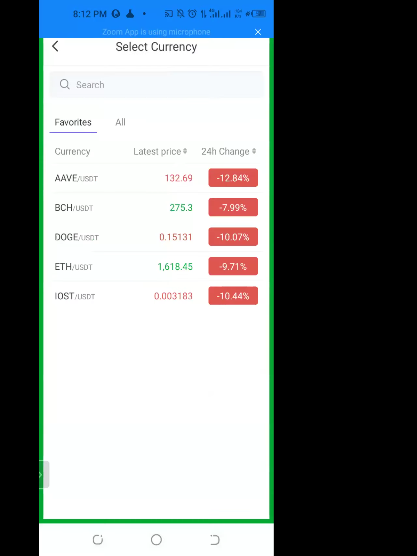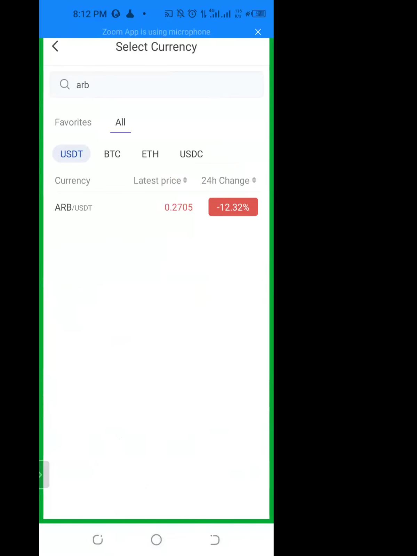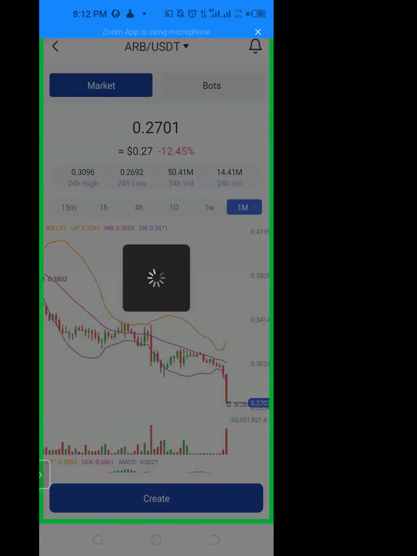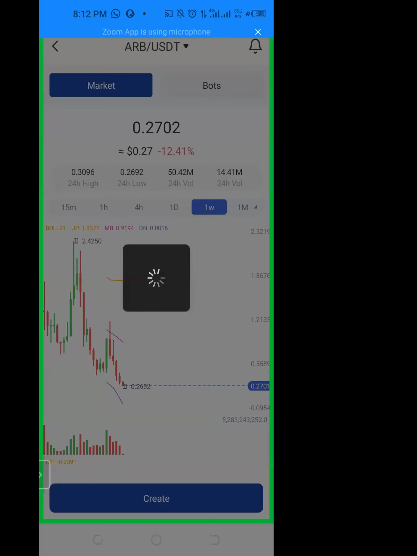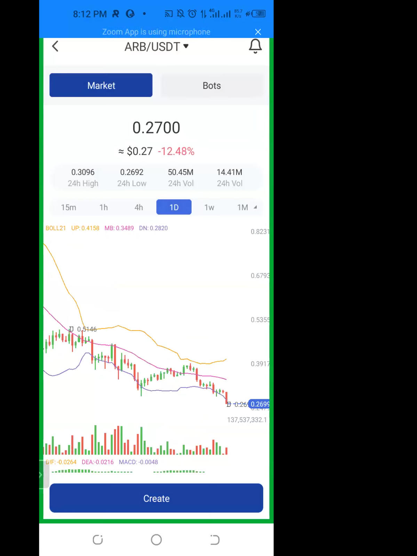Let's check ARB. So go to the monthly charts. On the monthly chart, you can see that it's on a downward trend. On the weekly chart, it's on a downward trend. On the one-day chart, it's a downward trend. So it's a coin that you can go for.